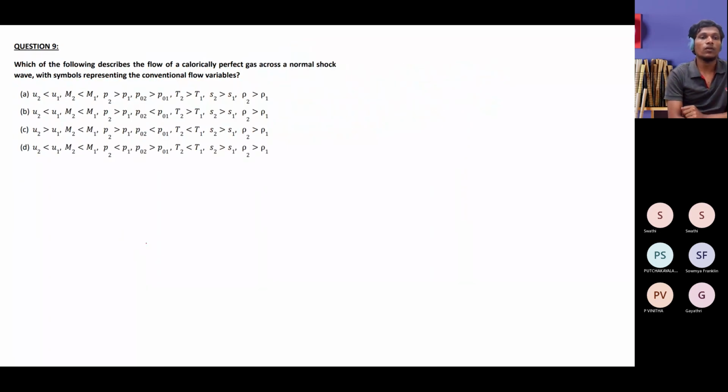In this question, we have: which of the following describes flow of a calorically perfect gas? Calorically perfect gas, where we maintain Cp and Cv as constant, not a function of temperature, only constant values, where Cp is the specific heat at constant pressure and Cv is the specific heat at constant volume. So across a normal shock wave, we need to identify which of these options are correct. Let me clearly represent that pictorially.